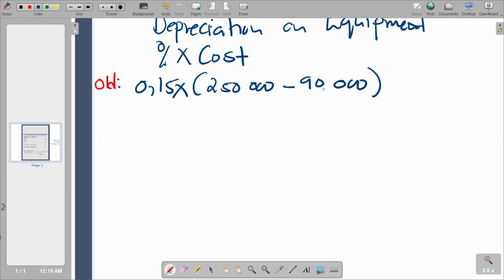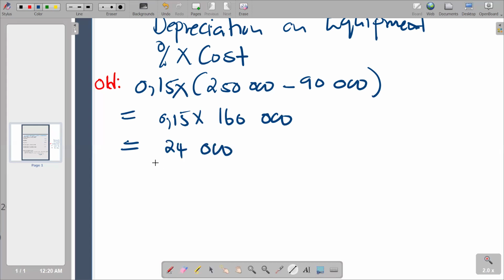So if you say 250,000 minus 90,000, you are going to get 160,000. So we are saying, obviously, we further calculate this, we are going to get your answer is 24,000. So this becomes the depreciation amount for the equipment part that was there for the whole year.